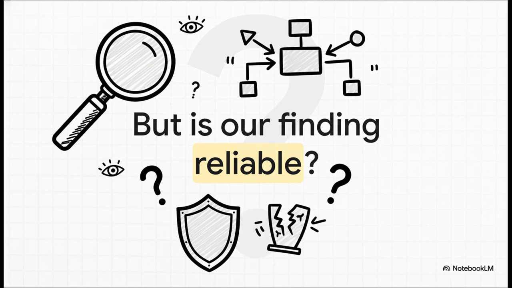So, we've got an answer. We've identified the system. Awesome. But in any good investigation, getting an answer is just the beginning. The next, and honestly the most important question we have to ask is, can we actually trust this answer? Is our finding robust, or is it just some random fluke based on the settings we chose? We have to interrogate our own result.